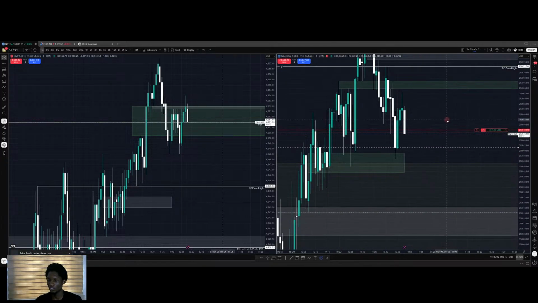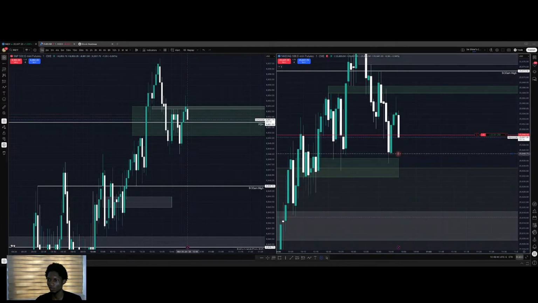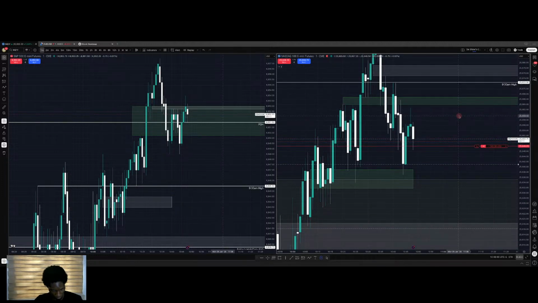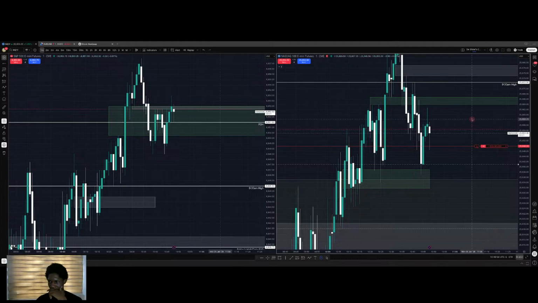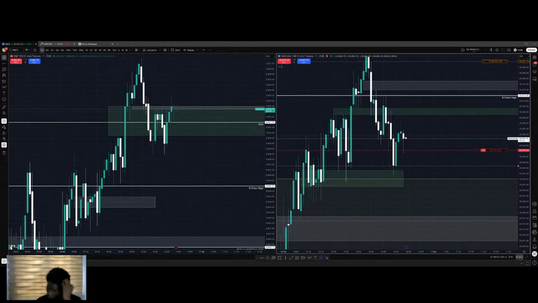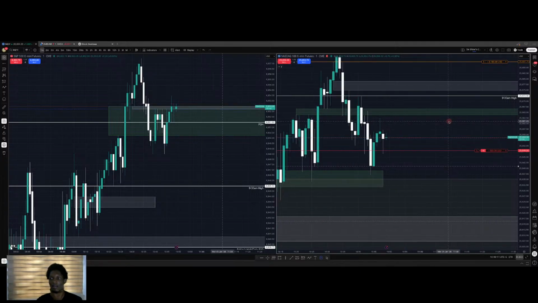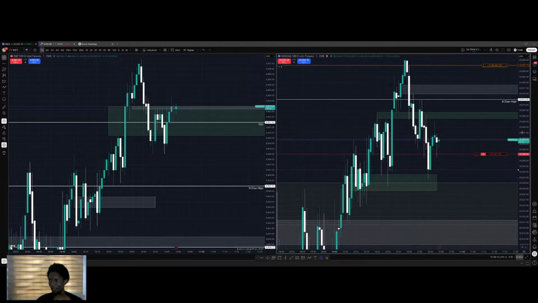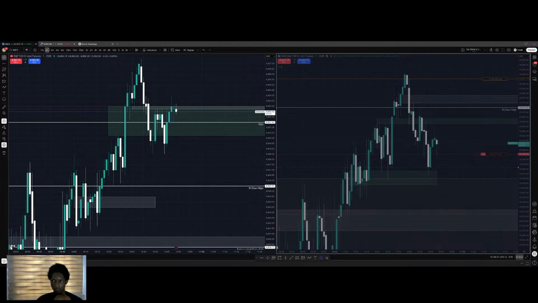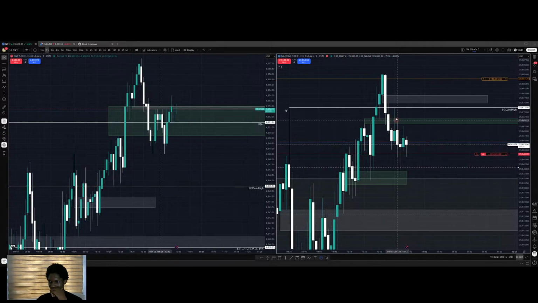Okay, so we are dropping, which is nice. Let's see if we close below here. If we do close above this order block, that is not a good sign, if I'm being honest. But I like this order block so far. We've been respecting it. So we form this, we close, we wick from this, we're respecting this order block.